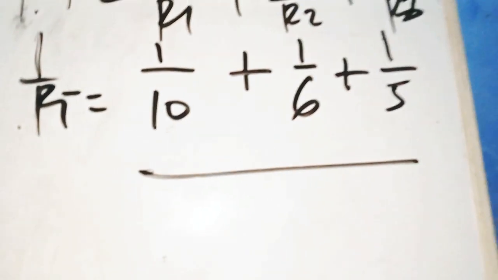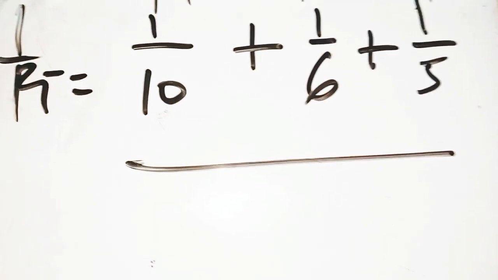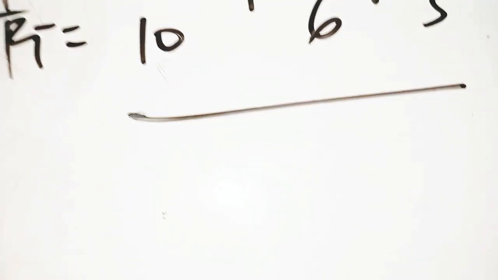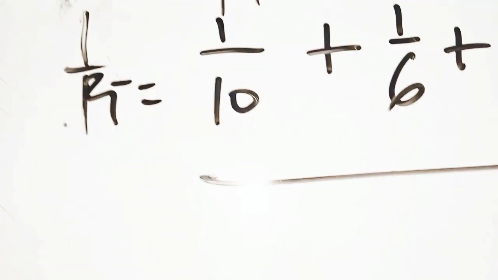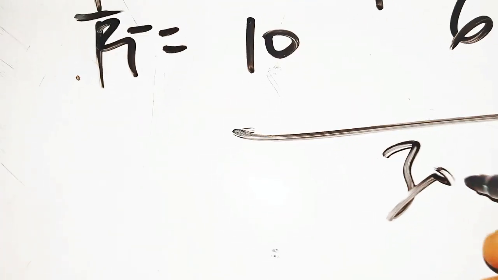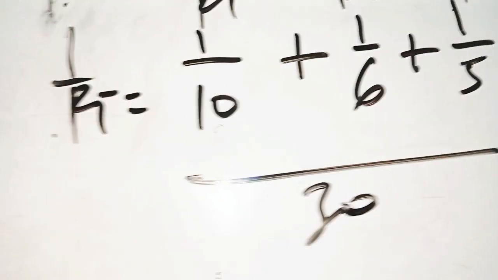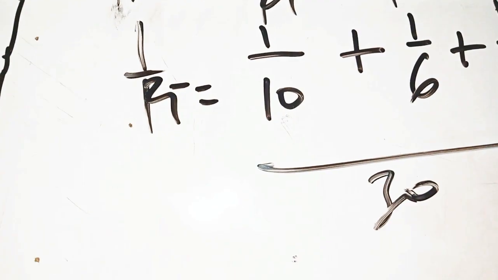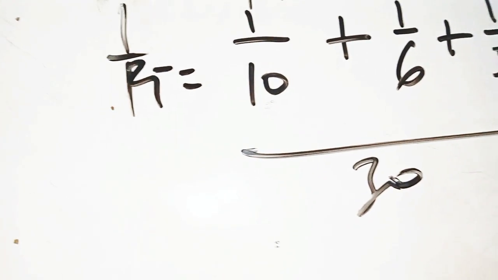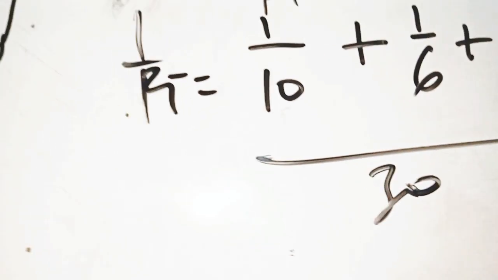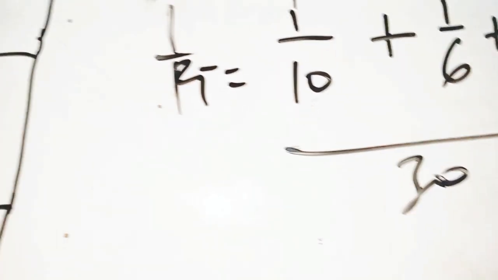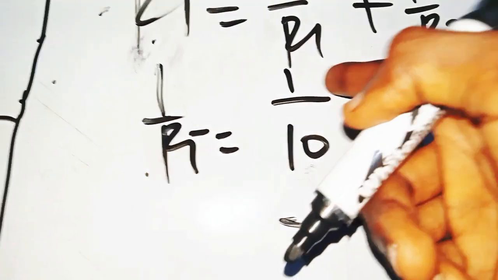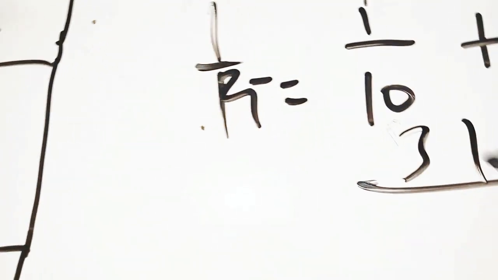So now our LCM here, with my knowledge, I can say our LCM is 30. LCM means least common multiple. So our LCM is 30. 10 can go into 30 3 times. 3 times 10 is 30. So 10 going into 30 is 3, and 3 times 1 is 3. So 3 over 30.